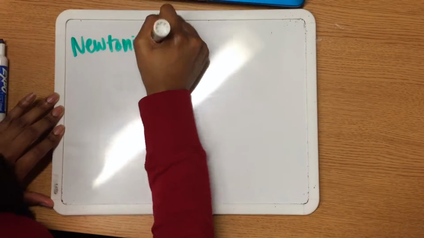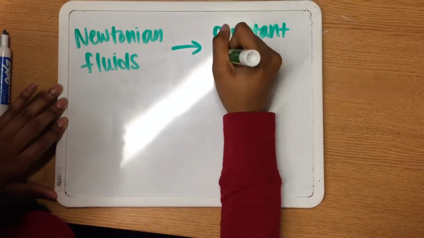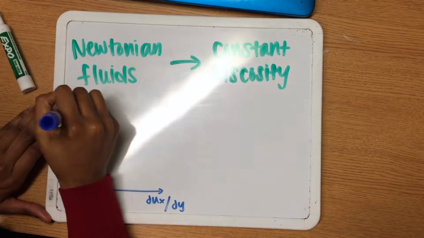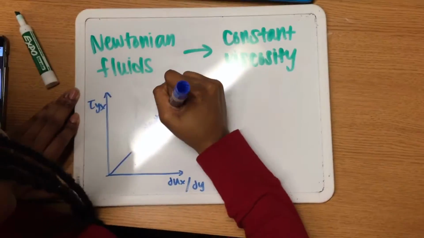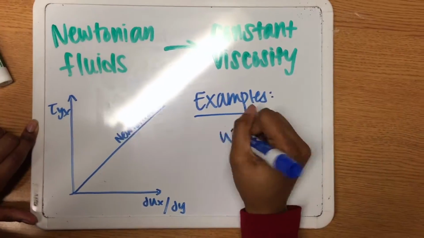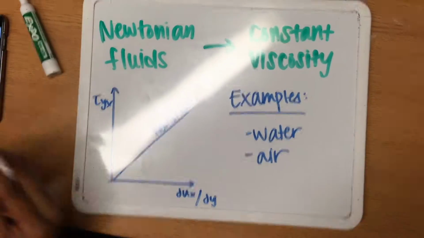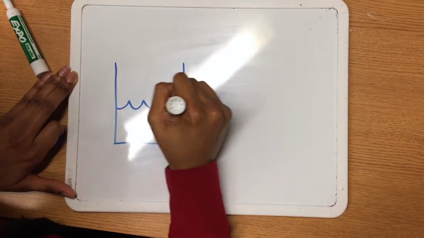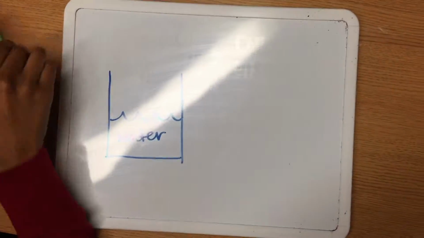However, this equation only applies to what is known as Newtonian fluids. Newtonian fluids have a constant viscosity, and so a graph of the velocity gradient versus the shear stress will be linear. Newtonian fluids are ones like water and air. However, many fluids that we come across in our day-to-day lives are non-Newtonian. Their viscosity changes when the velocity gradient changes.